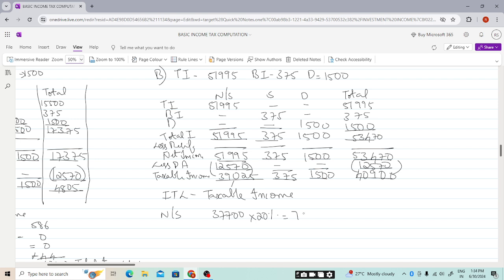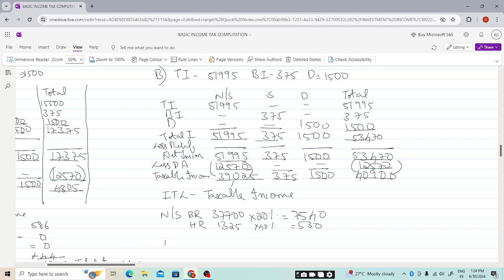which will give rise to 7,540. What is the excess amount? The excess amount of non-saving income is 1325, which will be taxed at 40% as higher rate. So this will give rise to the tax of 530.